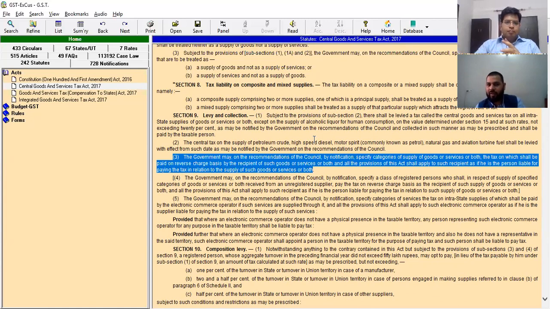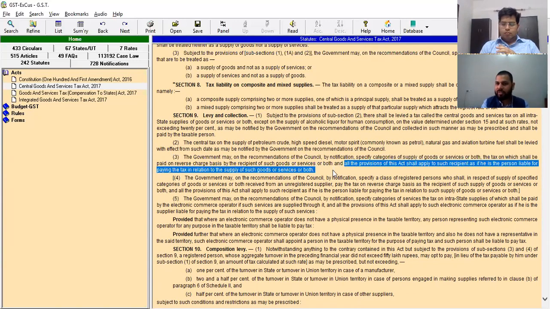So the government may by notification notify certain goods and services, the tax on which will be paid on reverse charge basis by the recipient. And the remaining part of the provision says that all the provisions of this Act shall apply to such recipient as if he is the person liable for paying the tax in relation to the supply of such goods and services or both. So essentially, he will step into the shoes. He will be the taxpayer for all practical purposes. That is what 9(3) says, and this is an exception to the general rule that the supplier will be required to pay.